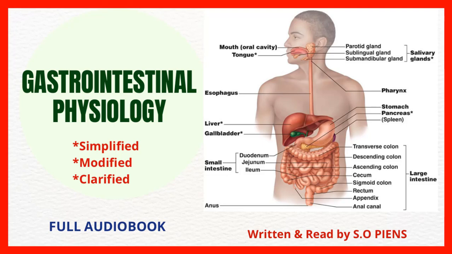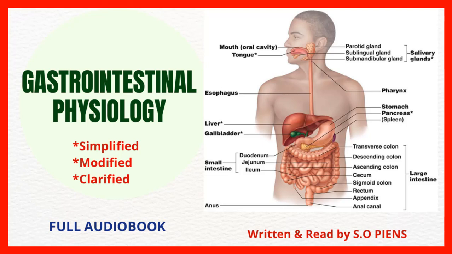Now we have ingestion, secretion, fragmentation, peristalsis, digestion, absorption and defecation. Now all these processes take place along these tracts, the alimentary canal. Alright, now let's consider the wall of GIT.